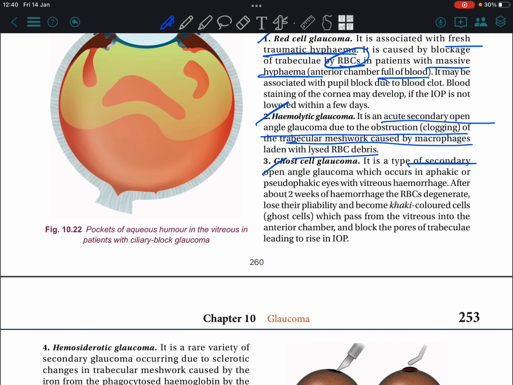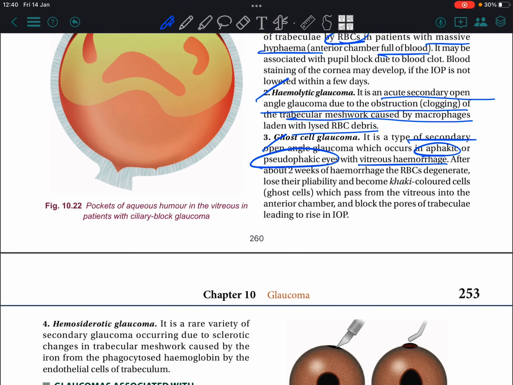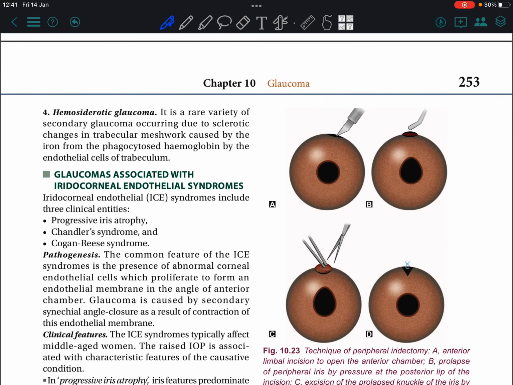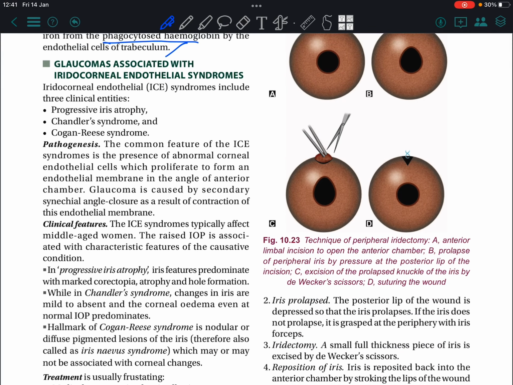Ghost cell glaucoma is a type of secondary open angle glaucoma which occurs in aphakic or pseudophakic eyes with vitreous hemorrhage. After about 2 weeks of hemorrhage, the RBCs degenerate, lose their pliability and become khaki colored cells, ghost cells, which pass from the vitreous into the anterior chamber and block the pores of the trabecular meshwork, leading to rise in IOP. Hemosiderotic glaucoma is a very rare variety of glaucoma occurring due to sclerotic change in the trabecular meshwork caused by iron from phagocytosed hemoglobin in the endothelial cells of the trabeculum. Glaucomas with iridocorneal endothelial syndromes.